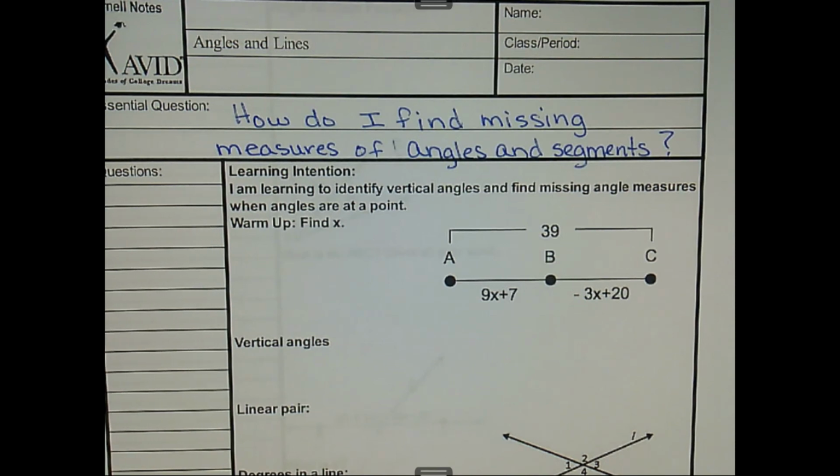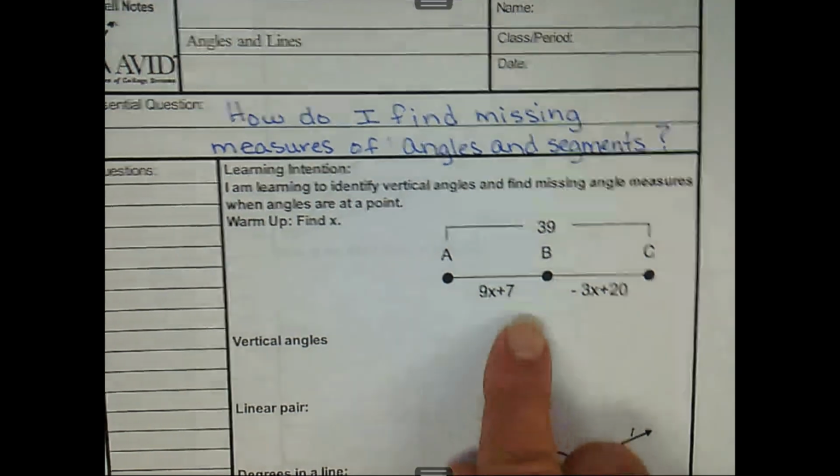Hello class, today we are looking at angles and lines. So the essential question is, how do I find missing measures of angles and segments? My learning intention: I'm learning to identify vertical angles and find the missing angle measures when angles are at a point.